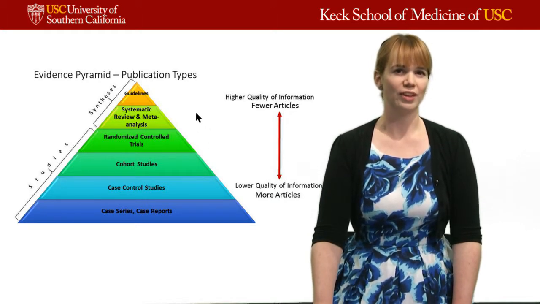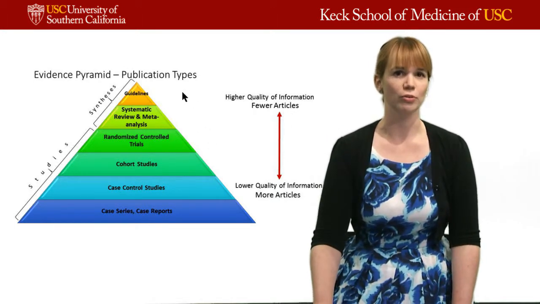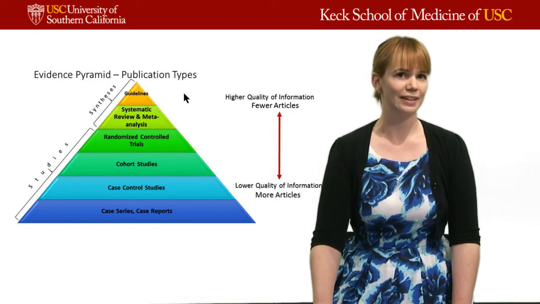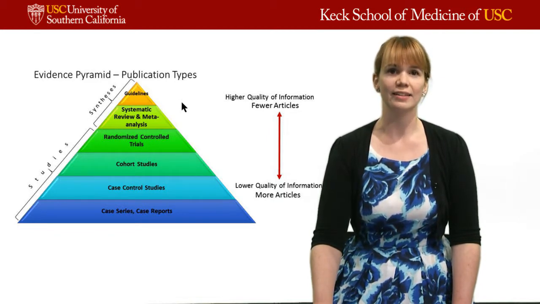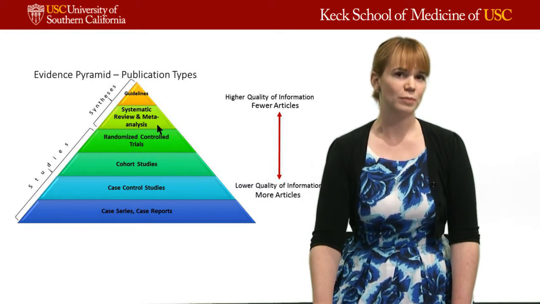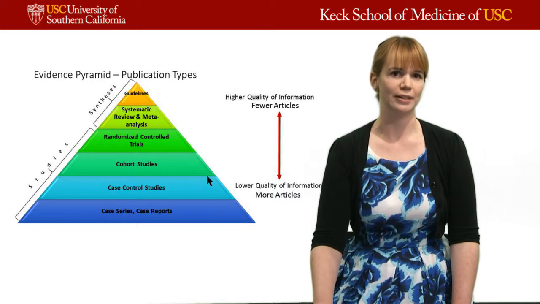You want to see first if the highest quality information is available. So if you can find an evidence-based guideline, that's great, but if you can't, then step down the pyramid and look at systematic reviews. If you can't find a systematic review on your topic, then look at randomized controlled trials and keep going down the pyramid in that pattern.